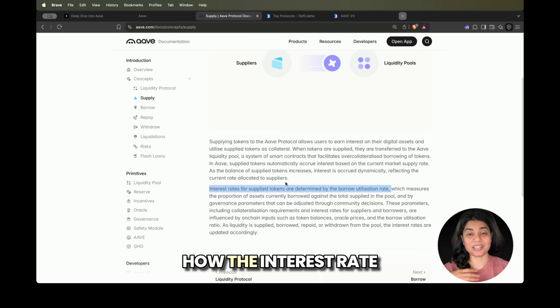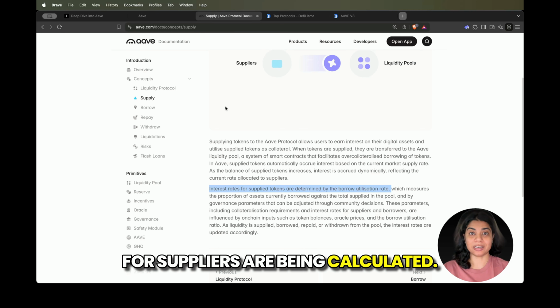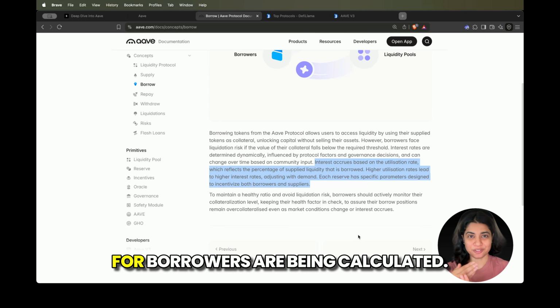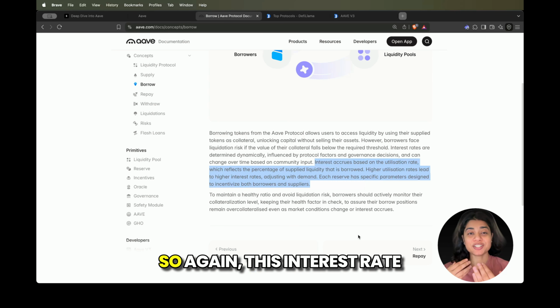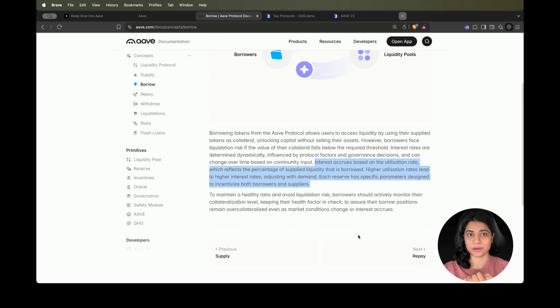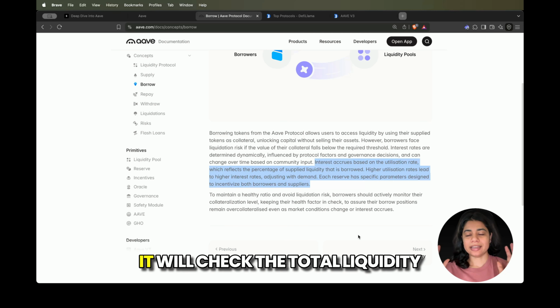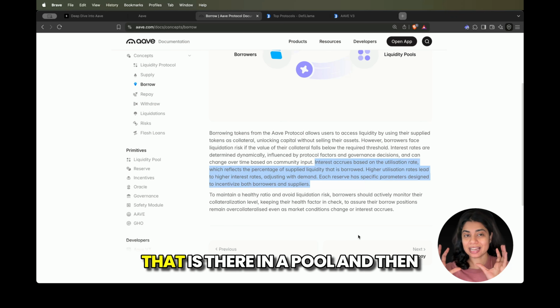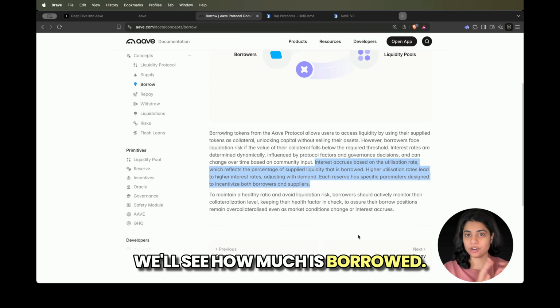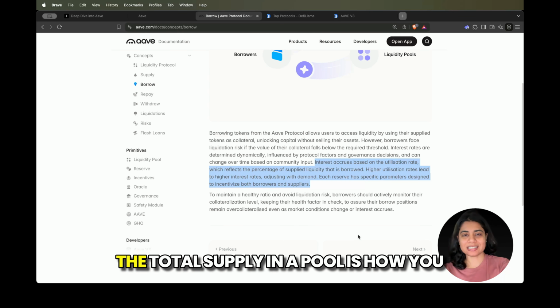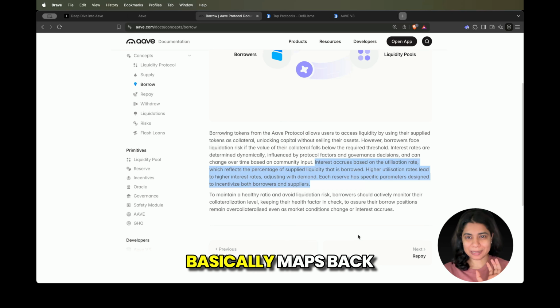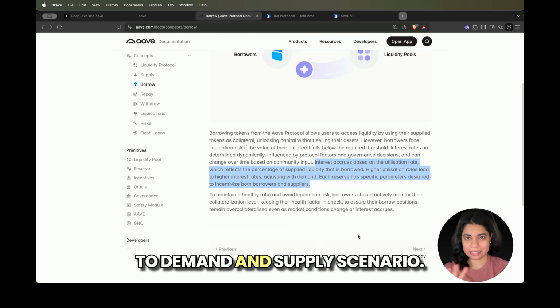So all these actions affect the interest rate. Now we understand how the interest rate for suppliers is calculated. So now let's see how the interest rate for borrowers is calculated. Again, this interest rate is based on the utilization rate that we talked about. It's the same concept. It will check the total liquidity in a pool, and then see how much is borrowed. So the total borrowed against the total supply in a pool is how you calculate the utilization rate. Basically it maps back to a demand and supply scenario.